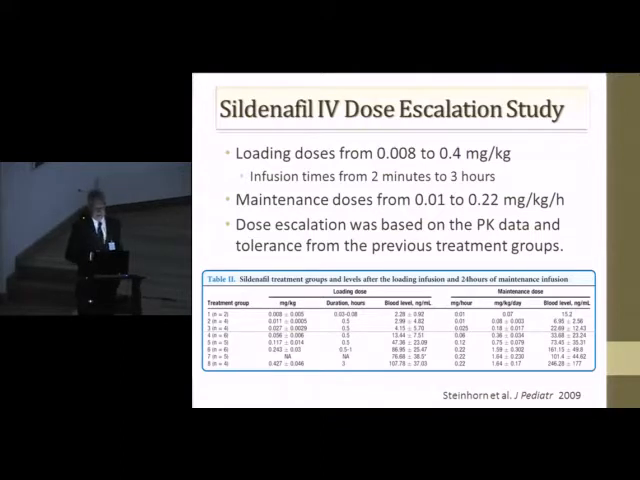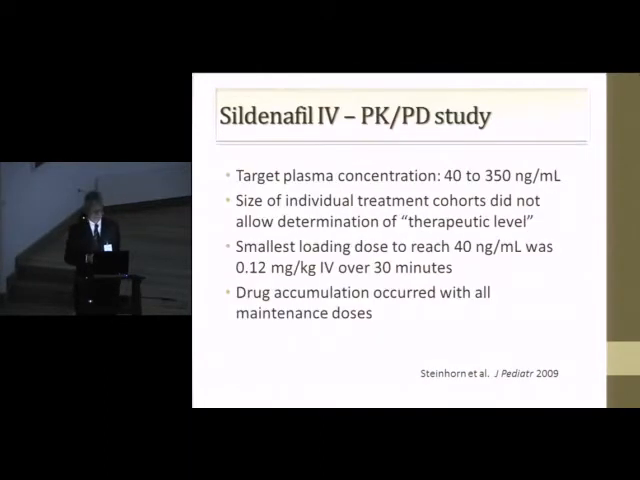The maintenance doses range from 0.01 to 0.22, and you can see that the dose escalation was based on the PK data and tolerance from the previous group. So they would do 2, 3, 4 babies, look at their data, adjust the dosing, do 2 or 3 or 4 more babies, look at their data, adjust the dosing. Based on some adult data, they targeted plasma concentrations of 40 to 350 nanograms per ml, but because of the small size of each cohort, again, 2, 3, 4, up to 6 babies in each treatment group, they could not really determine the therapeutic level.